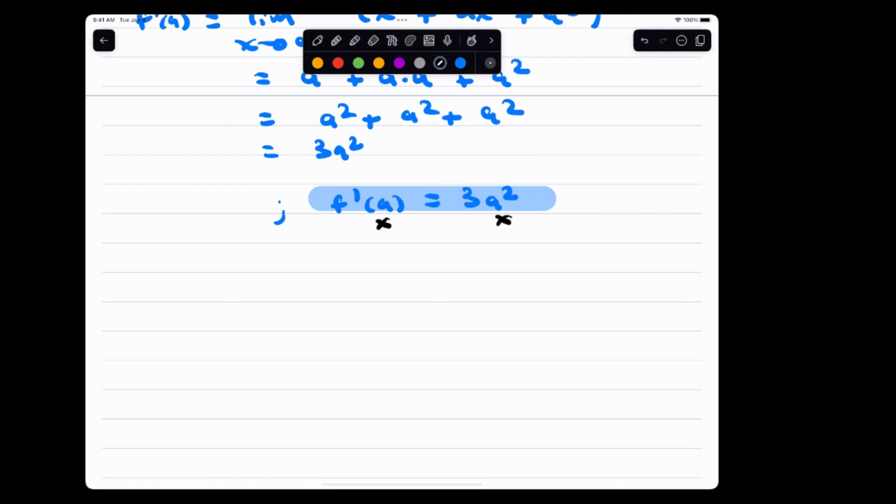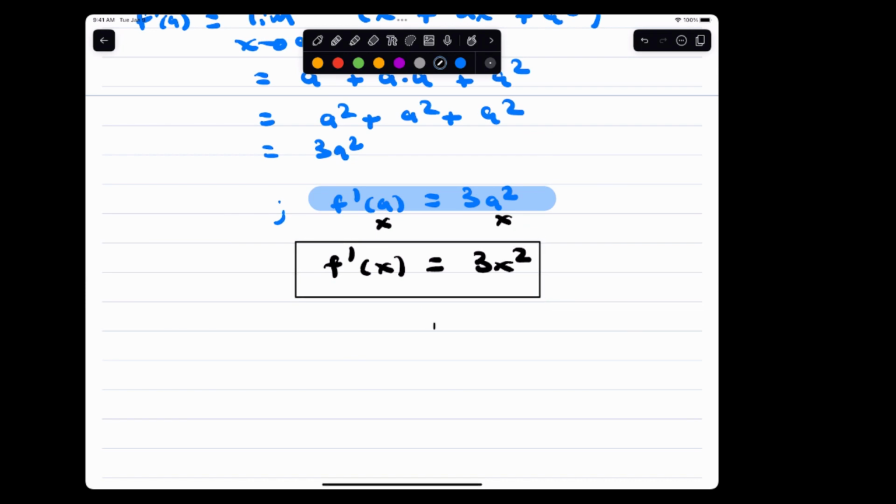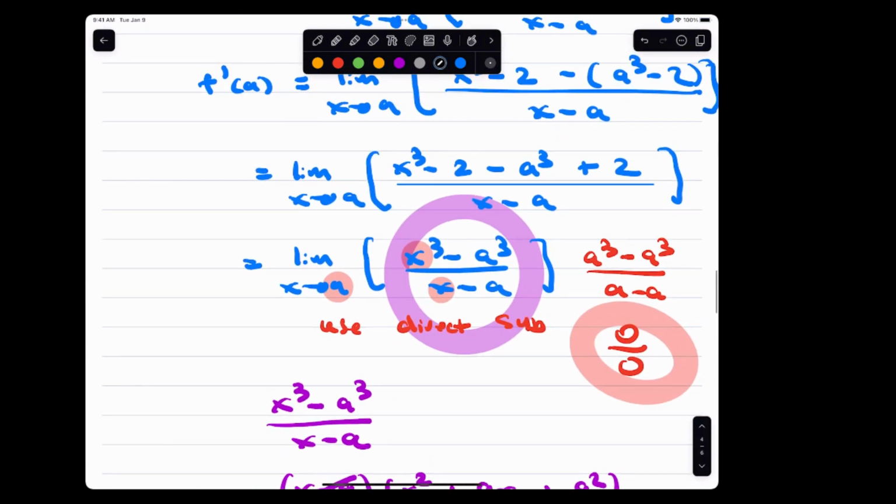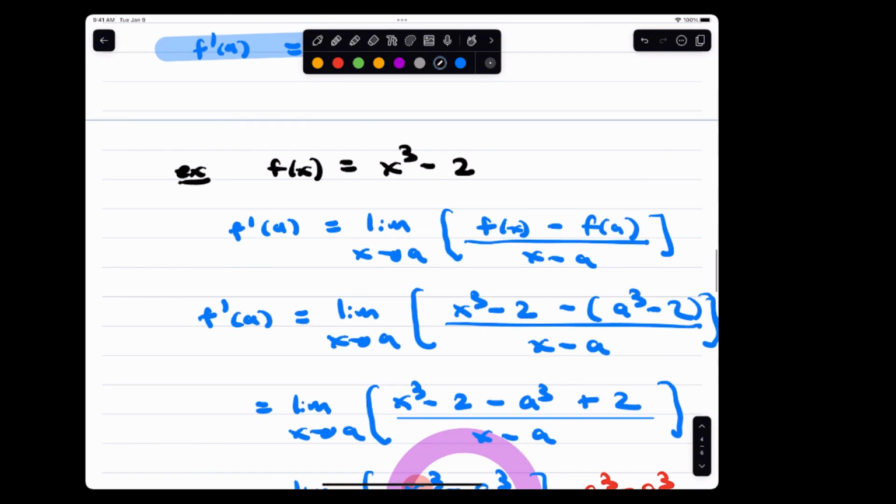So here's your X and here's your X. You can change the variable now, and say the derivative of the function is 3X squared. It's another function, but in terms of the variable X now. They just change the variables at the end. And like I said, I can look at this function and tell you the derivative. It's 3x squared.